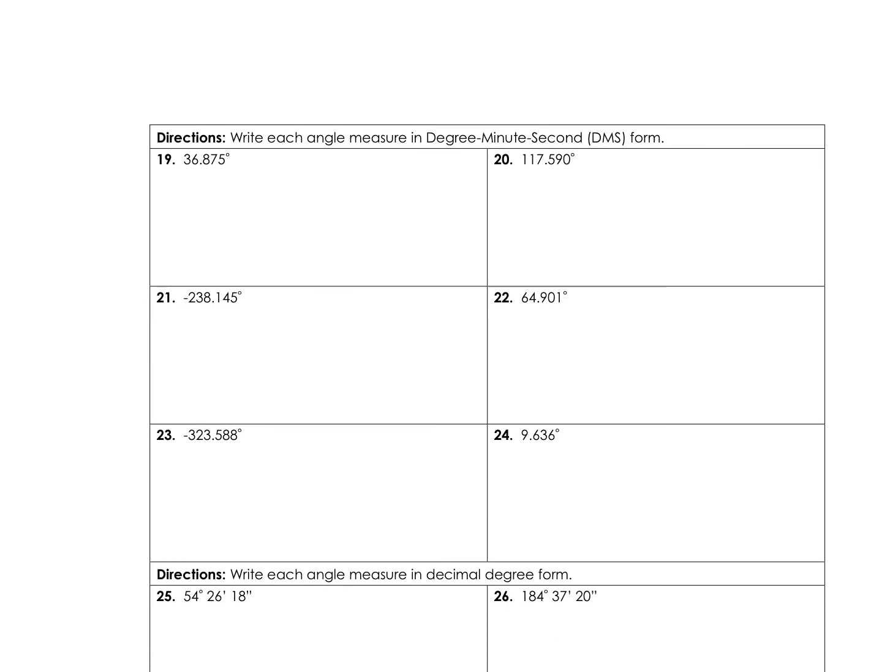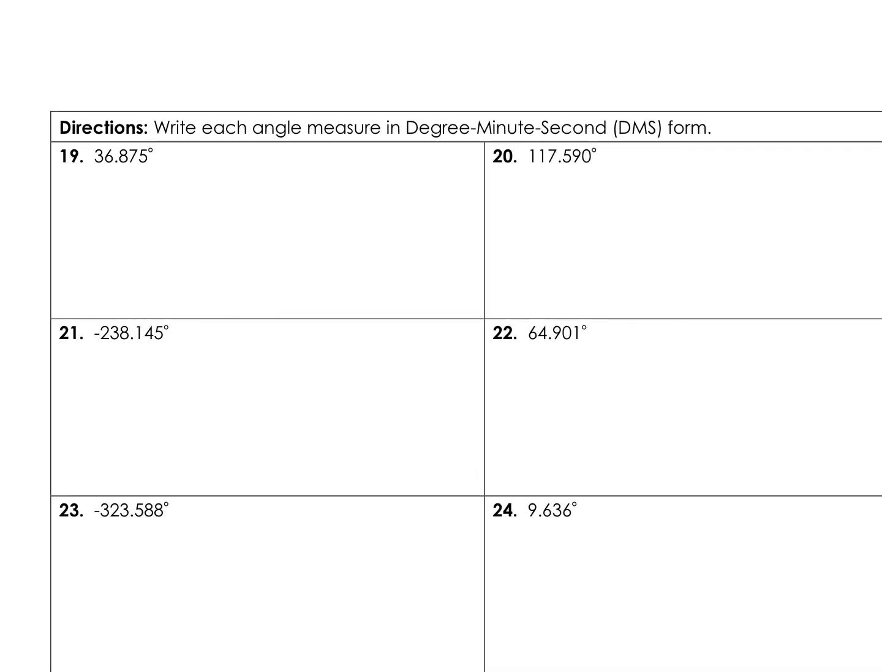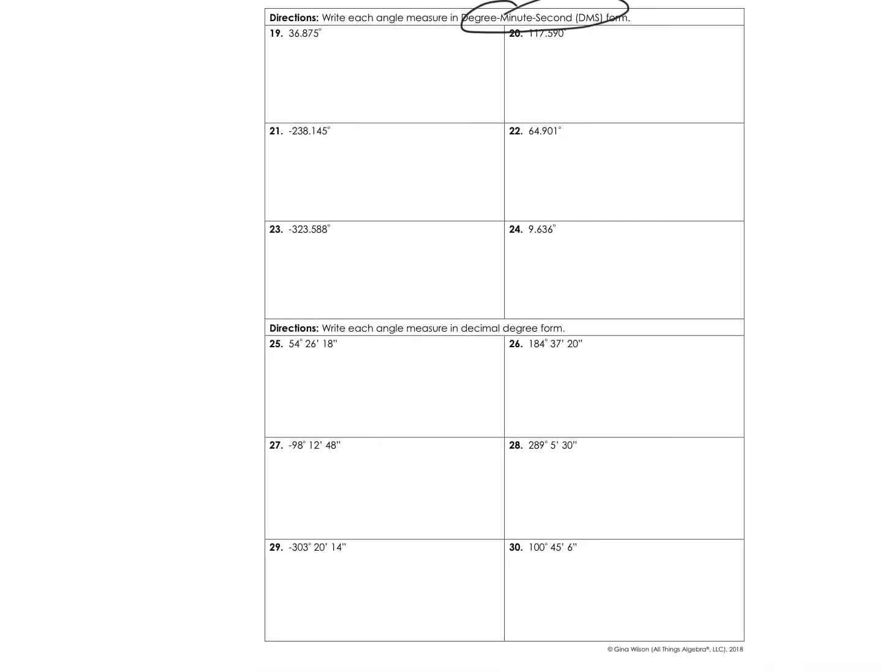Page. There is your degree, minute, and second work. Okay? You're going back and forth. There's 2 sets. Your homework.